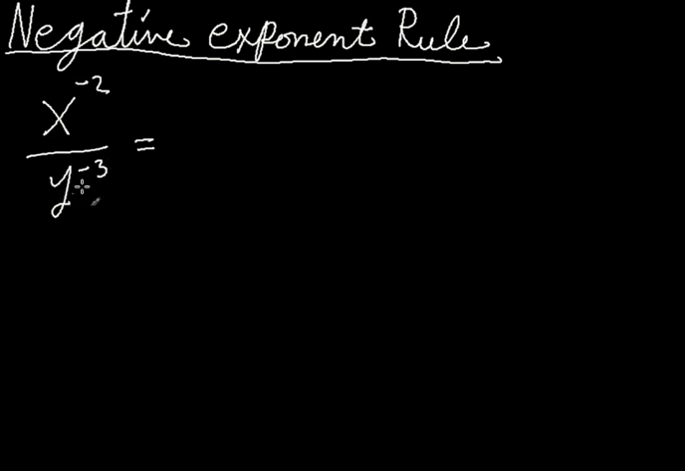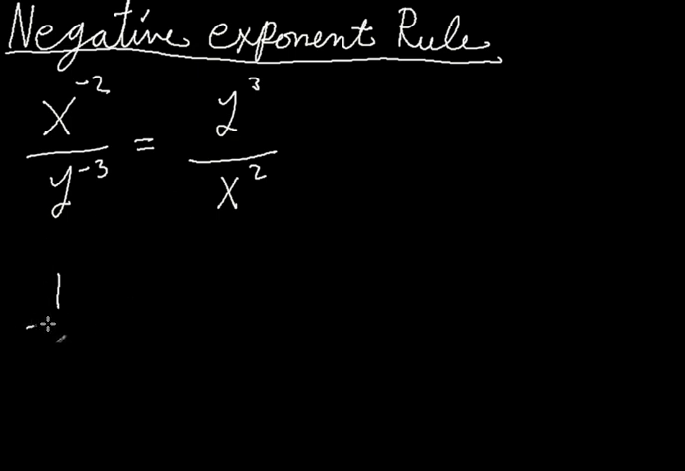So if I bring the y to the negative third from the denominator to the numerator, then it would become positive, and that would be the same, but kind of the opposite for the x. If I bring it from the numerator to the denominator, it becomes positive. And so we always want to answer with positive exponents. So that would be one example.